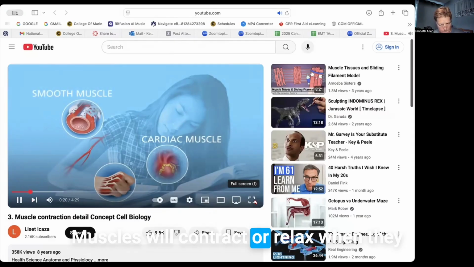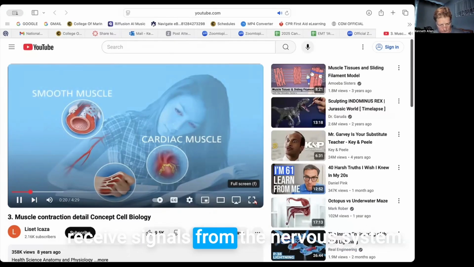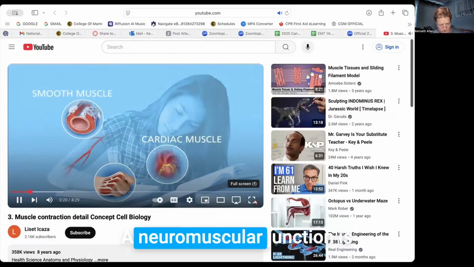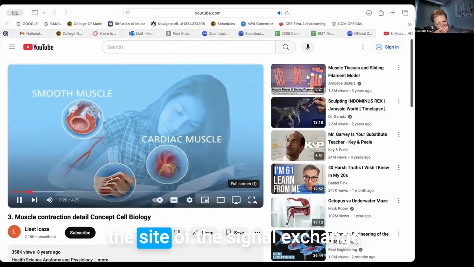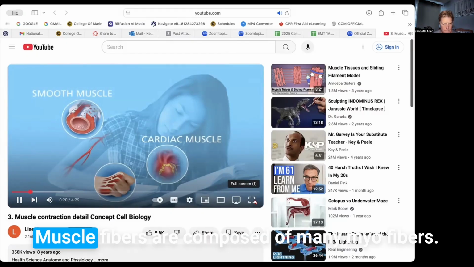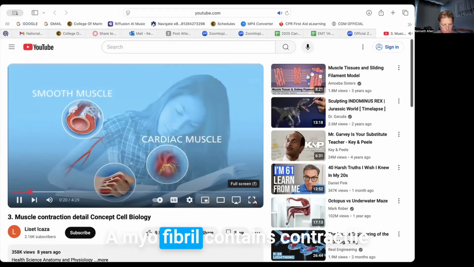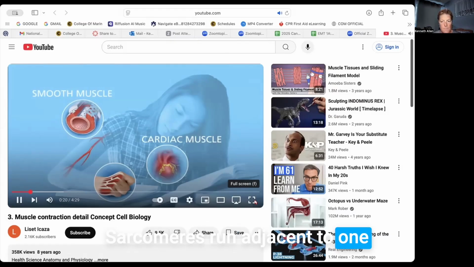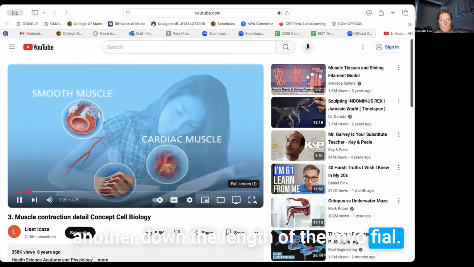Muscles will contract or relax when they receive signals from the nervous system. A neuromuscular junction is the site of the signal exchange. This is where the synaptic bulb of an axon terminal and muscle fiber connect. Muscle fibers are composed of many myofibrils. A myofibril contains contractile units called sarcomeres. Sarcomeres run adjacent to one another down the length of the myofibril.